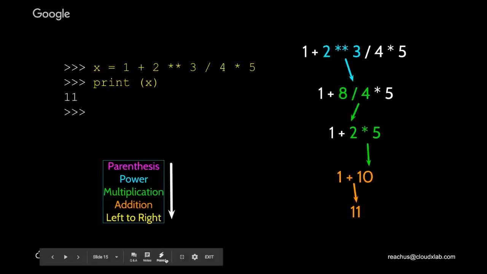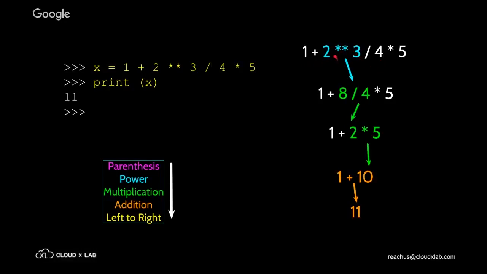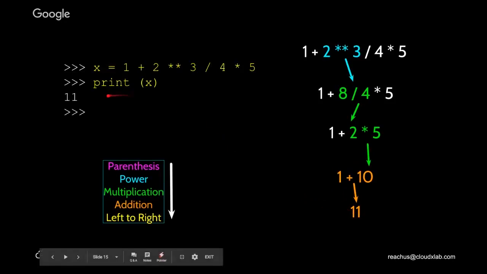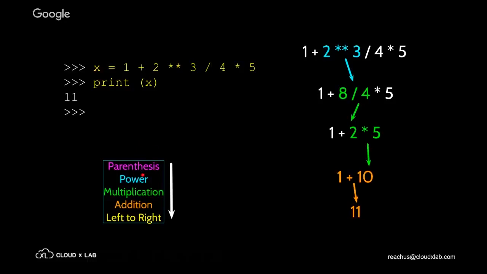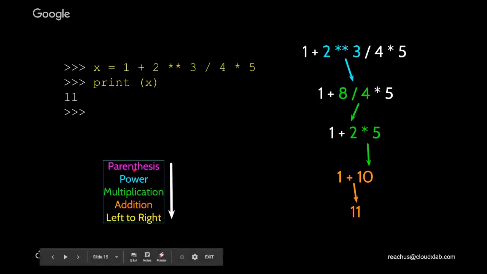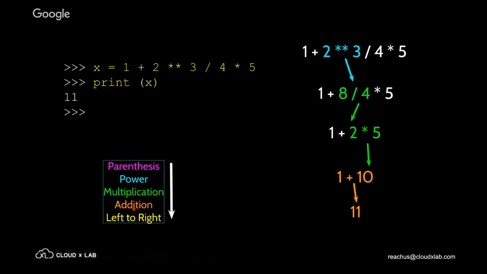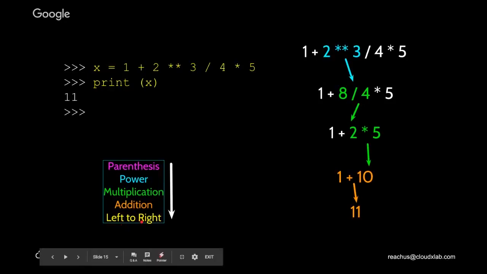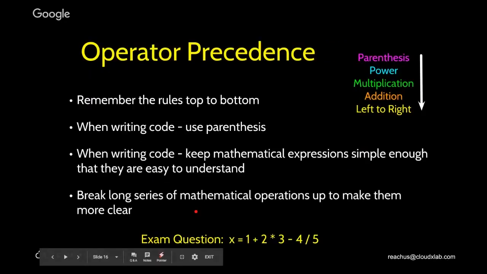This diagram shows you that 1 plus 2 to the power 3 will be computed first. So it will become 1 plus 8 divided by 4 into 5. Then 8 by 4 will convert into 2. Then 2 into 5 will convert into 10. And then addition will happen. And then, of course, assignment will happen. Okay. So parentheses, here there is none. Then power, multiplication, addition, and then left to right. Okay.